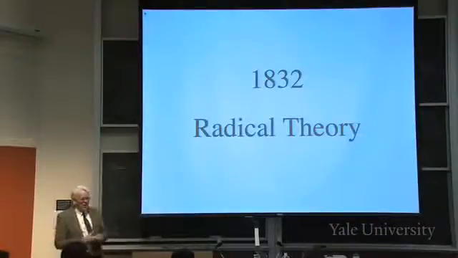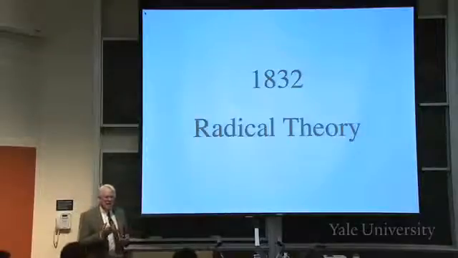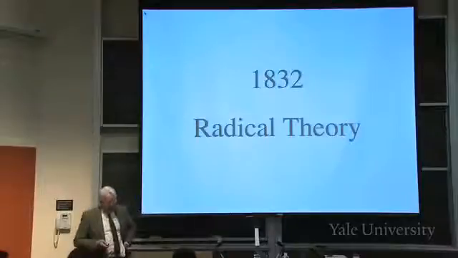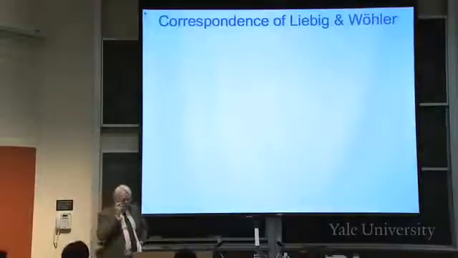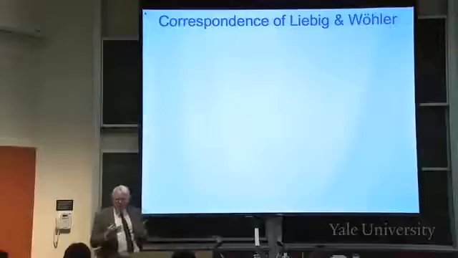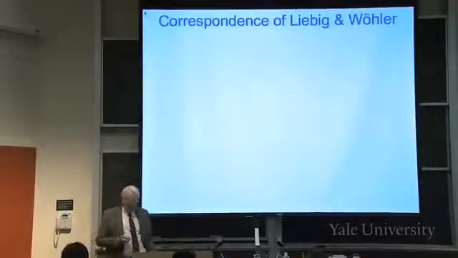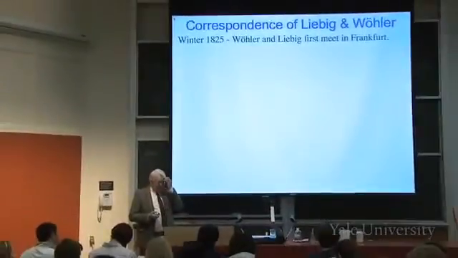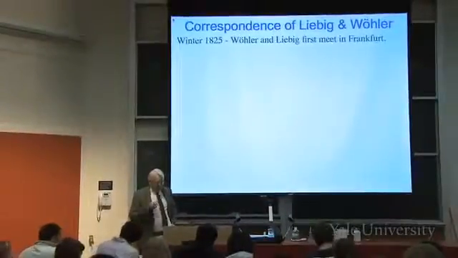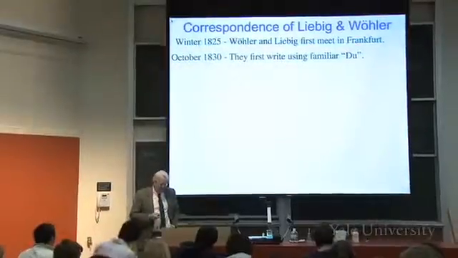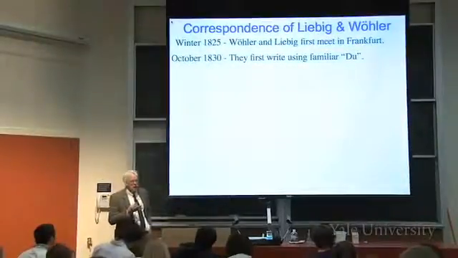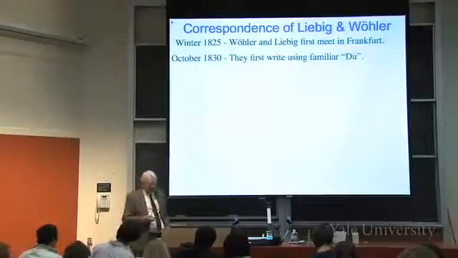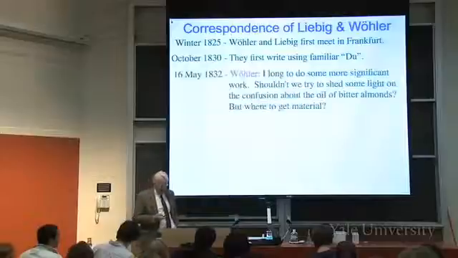Okay, so in 1832, Liebig and Wöhler collaborated to develop the radical theory. And we'll just give an introduction to that and not go all the way through it. So Liebig and Wöhler, remember, had been introduced by Gay-Lussac, so they were of the same age and doing similar kinds of things. So they first met in Frankfurt in 1825. And 5 years later, when they were writing, they first used the familiar, like tu in French or du in German. If you're really great friends with someone or within the family, you use that. So they became great pals.